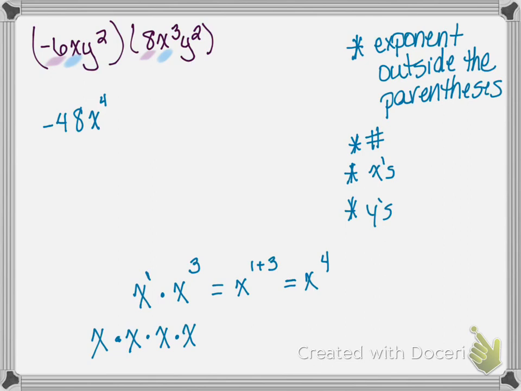Okay, now our next one is y squared times y squared. So what does that give us? Y to the fourth.